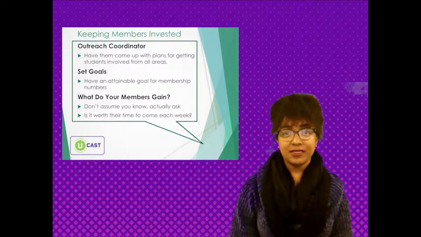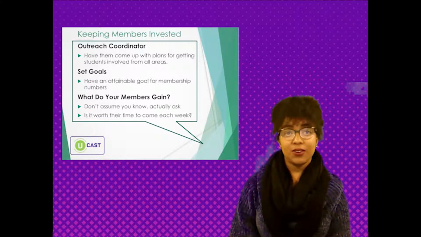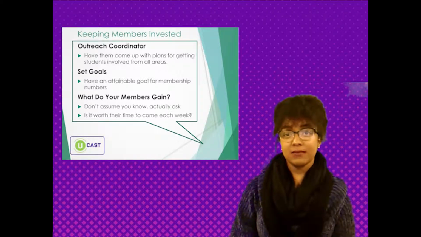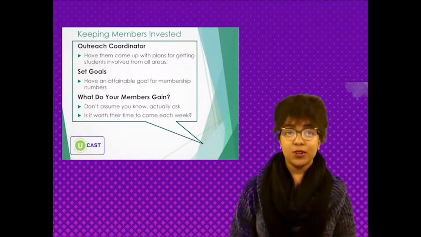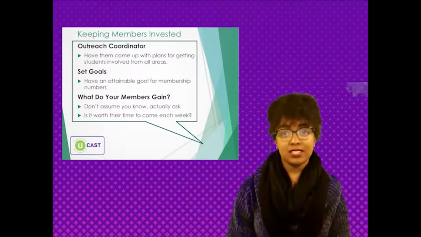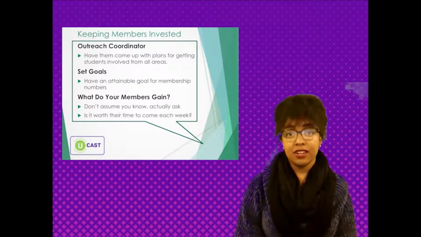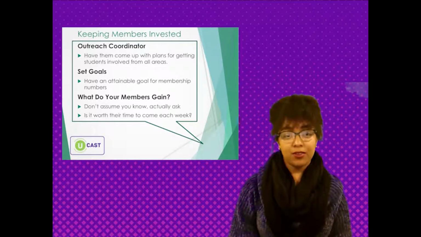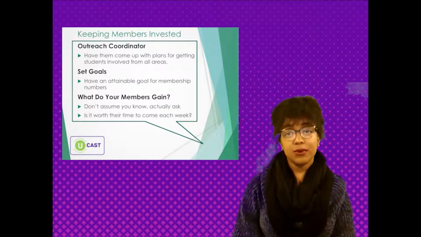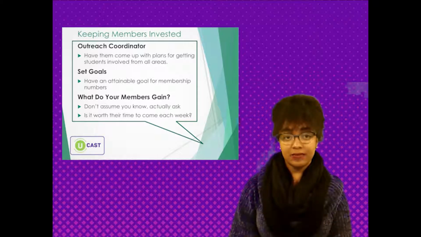Set goals for membership. Set an attainable membership goal for your org to reach by a certain semester, week, or year. It is proven that having clear written goals makes it more likely to actually achieve them. Remember that this doesn't just happen overnight, and retention is just as important as getting them to the first meeting.